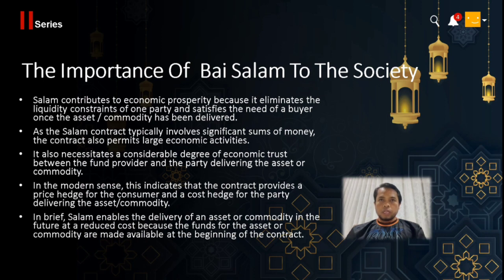In the modern sense, this indicates that the contract provides a price hedge for the consumer and a cost hedge for the party delivering the asset or commodity. In brief, Salam enables the delivery of an asset or commodity in the future at a reduced cost because the funds for the asset or commodity are made available at the beginning of the contract.